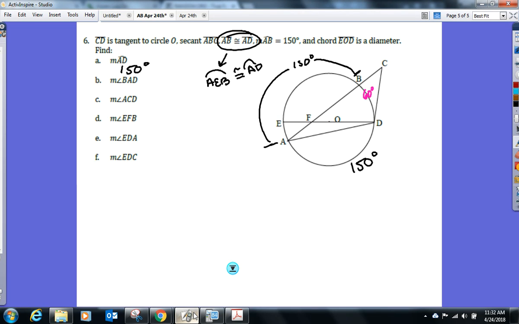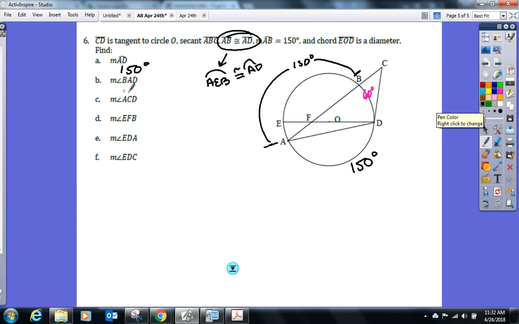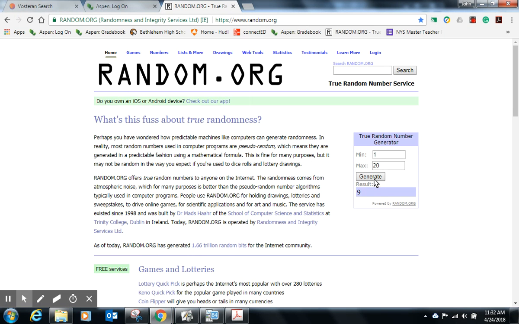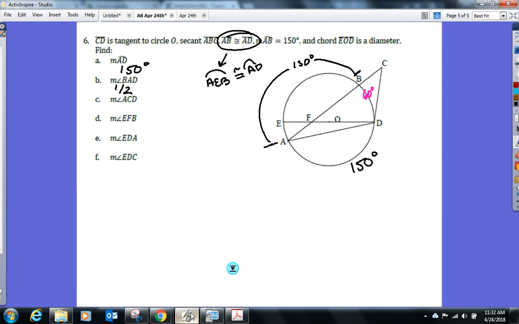Inscribed. Yes. So what's the rule for inscribed? Half of its intercepted arc. So you're going to take half of what arc up here? Half of 60, which gives me 30. Put it in your diagram. It may help you out later on. 30 degrees.